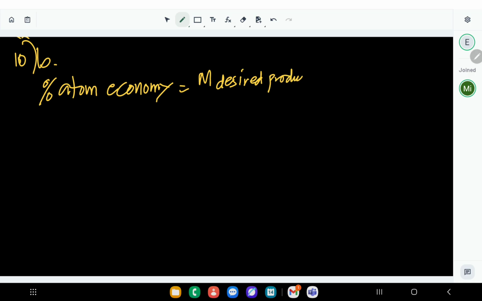Do you still remember how to solve for atom economy? Percent atom economy? Okay, so that would be the molar mass of the desired product divided by the sum of the molar masses of the reactants, times 100%.